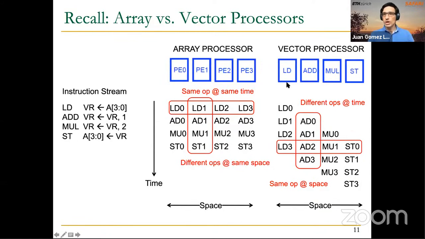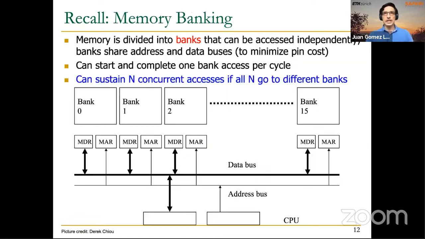While in the vector processor, we typically have kind of specialized processing elements for load, add, multiply, et cetera. And here we execute the same operation in the same space, that is, in the same processing element, while different operations at the same time in different processing elements. Recall also that these vector processors need to access data, and the way of accessing data is going to memory. And there in memory, if we really want to be able to access in parallel, we need to have a memory that allows us to do so.